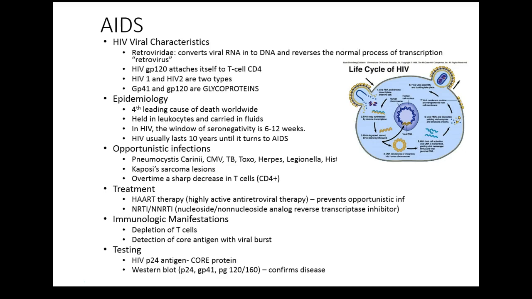The testing, the HIV p24 antigen core protein, is what we test for. Gotta know that, okay? The Western blot confirms it with the proteins p24, glycoprotein 41, and there's also supposed to be glycoprotein 120 and 160. Those confirm the disease.